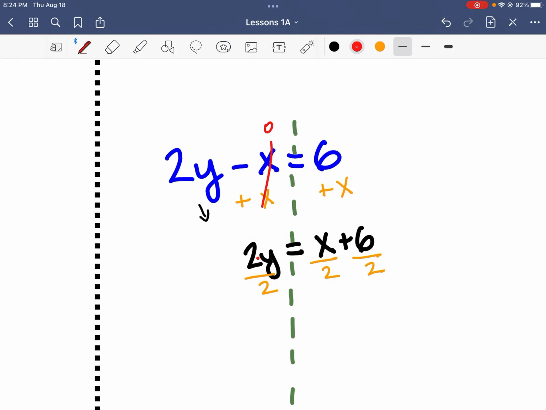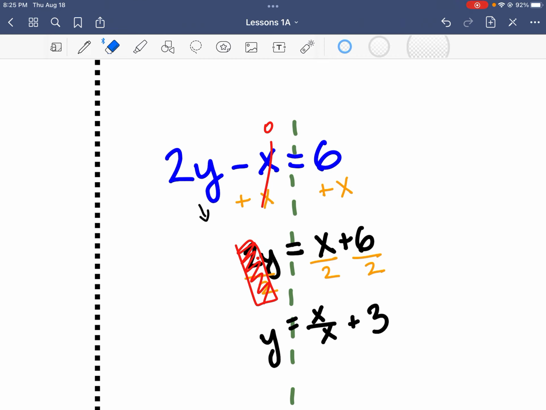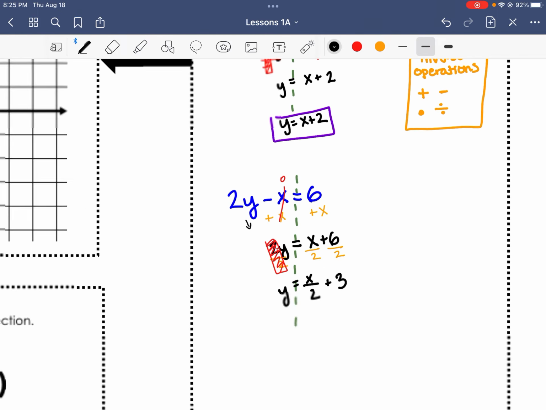2 divided by 2 is 1. Let me cross this out. My y comes down. And on this right-hand side, I have x divided by 2. Remember, I don't know what x is, so I'm just going to bring down that whole thing. And then I have 6 divided by 2. Well, I know what that one is. That one's 3. Oops, I messed up right here. So this is going to be my new blue equation.